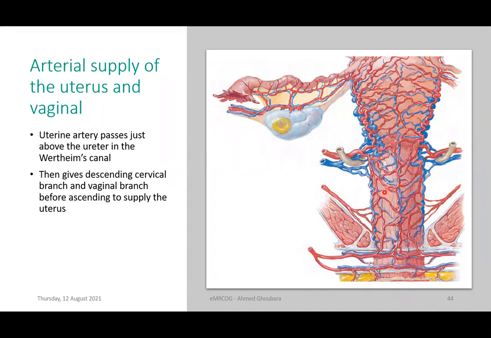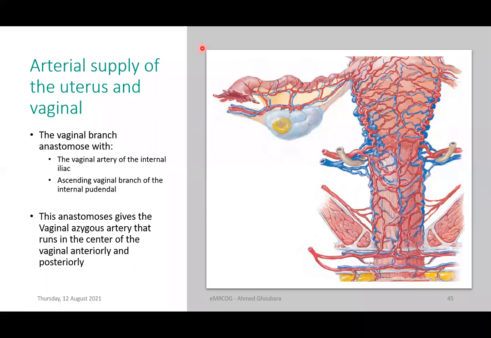So the vagina has many arteries, okay? The descending branch of the uterine artery and the vaginal artery itself, which is a separate branch for the vagina, comes from the anterior division of the internal iliac artery. Okay, so the vaginal branch of the uterine artery anastomoses with the vaginal branch of the internal iliac artery. As I told you, this is the vaginal branch of the internal iliac artery, and this little one here is the descending vaginal branch of the uterine artery. So they do anastomose together.